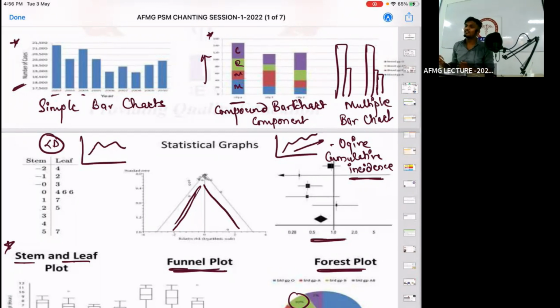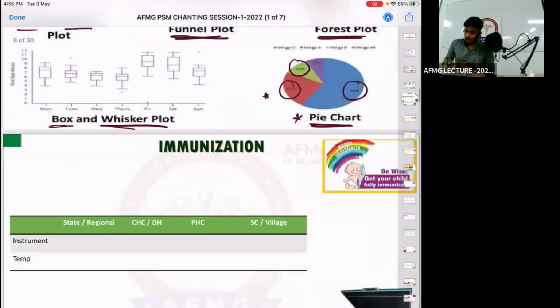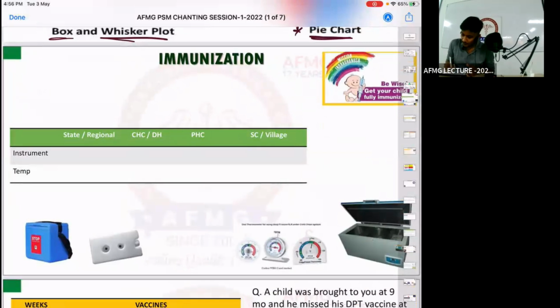All of these diagrams you can find in the FMG snap also. Okay, no issues with this. If you have not studied them, then you are lacking somewhere. Please do study them while studying PSM. Diagrams are also important. Every time one to two diagrams come from biostats. Okay. Next is immunization.